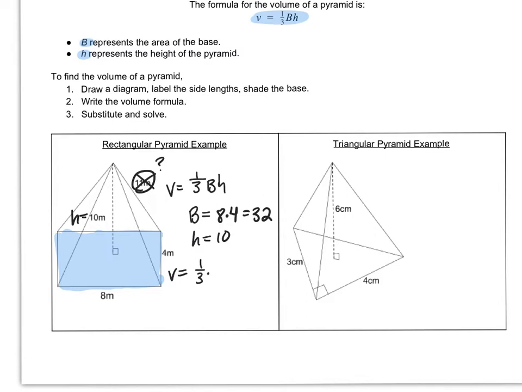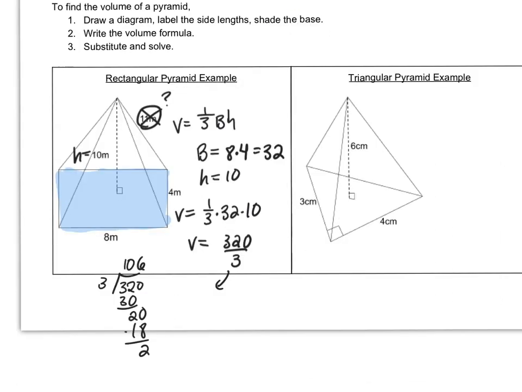We have 1/3 times 32 times 10. I'm going to multiply 32 times 10 first and get 320. And so I know that 1/3 times 320 is really the same thing as 320 divided by 3. And there's a lot of ways you could arrive at the same answer. If I want to rewrite this as a mixed number, it would be 106 and 2/3 meters cubed. So that's the volume of that rectangular pyramid.